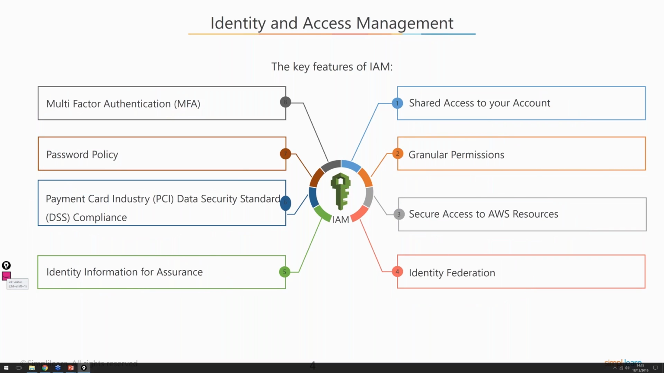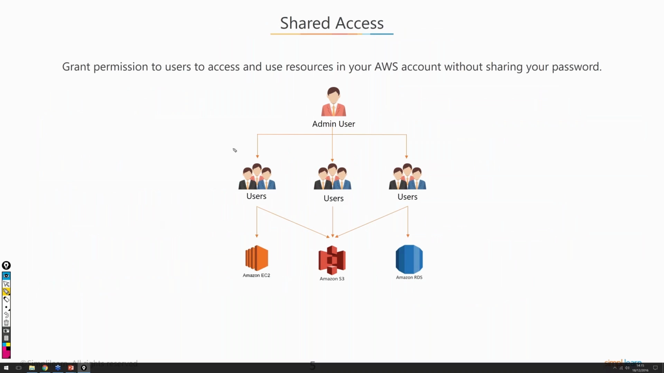I would like to jump straight into it and start with shared access. Basically, you have the right to grant permission to users to access and use resources in your AWS account, and that's important. You don't have to share your own password with them. As long as you're the admin, which you are by default when you create an account, you can create yourself an admin account. Then through this admin account, you can create different users, allocate them different permissions, and you can then go a little bit further.